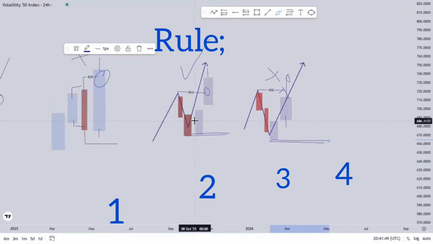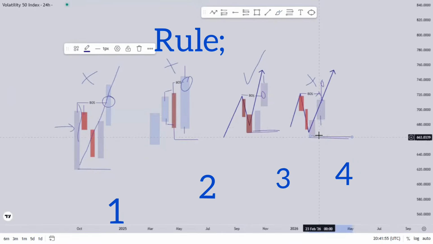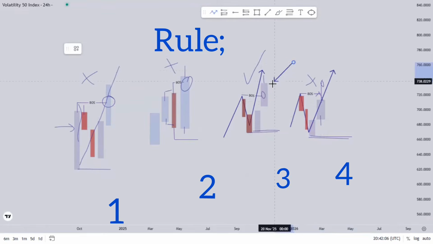Now, take note of this rule. As long as you're trading my pairs, we have Vix 50, Vix 25, Vix 75. We don't take a wick as a break of structure. We take a full body close, just like what you are seeing here, as what? A valid break of structure.